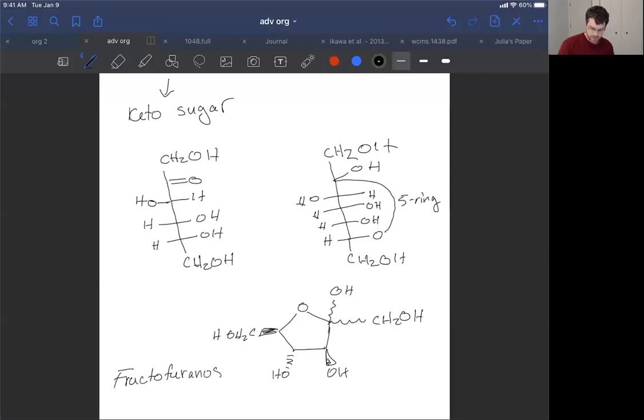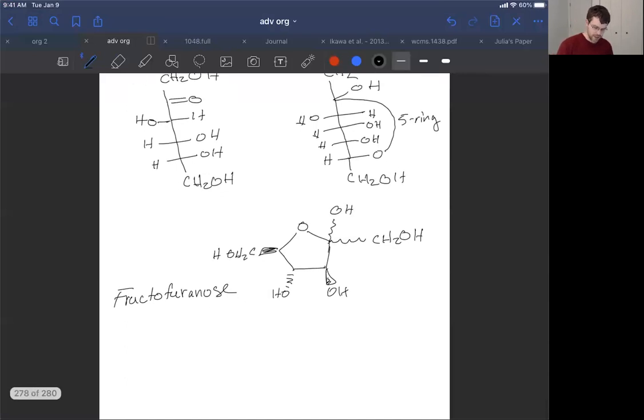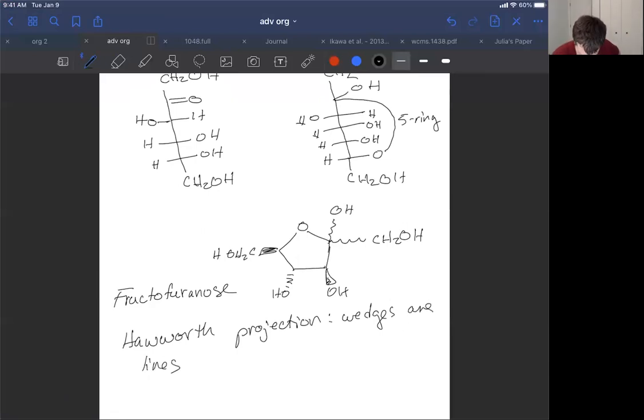Now this is a fructofuranose. And we see these five-membered rings in nucleotides and adenosine-like things where we have ribose present. We'll get to that here in a second. But a different depiction is the Haworth projection, where wedges are lines up. Did I spell that right? Haworth projection. I'm going to check on that spelling. Wedges are lines up and dashes lines down.